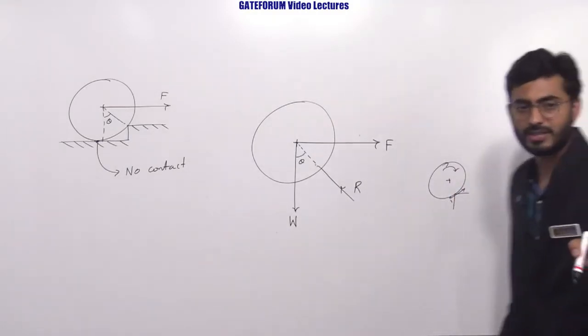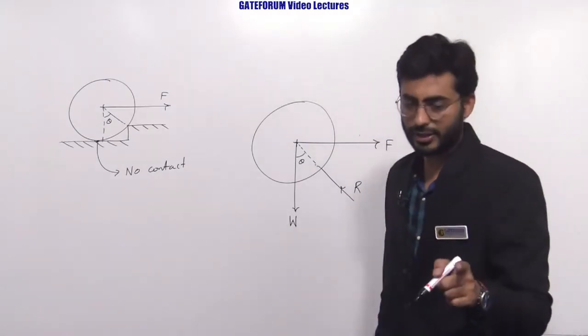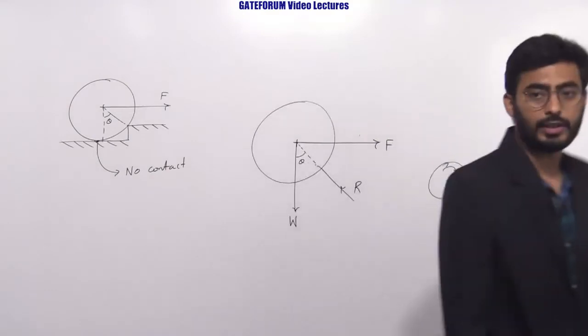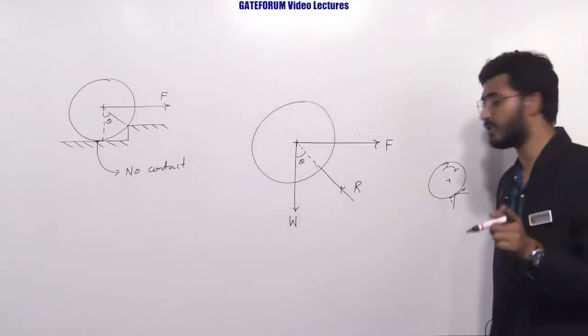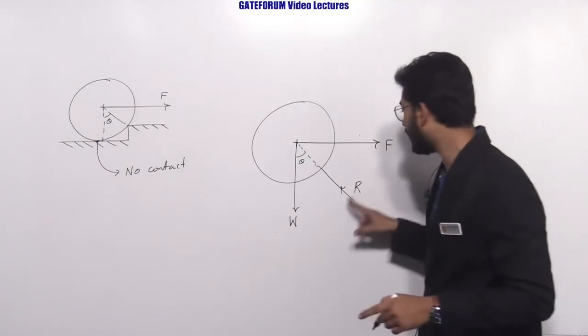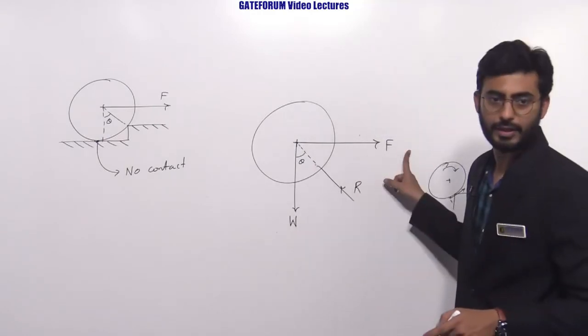But in option C, it is not given that. The direction of friction force is incorrect in option C as well as in option D. So the correct option which you are left with is only option B, where you will have forces R, W and F, right?